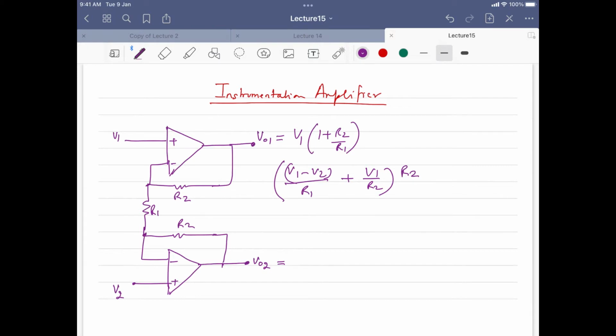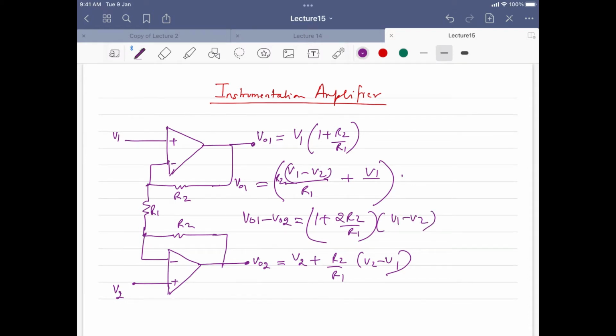So most of you are getting the same thing. So VO2 is basically V2 plus R2 by R1 times V2 minus V1, and here you have VO1 as V1 plus R2 by R1 times V1 minus V2. So this is the expression that you are getting. If you want to calculate VO1 minus VO2, effectively you get this expression.